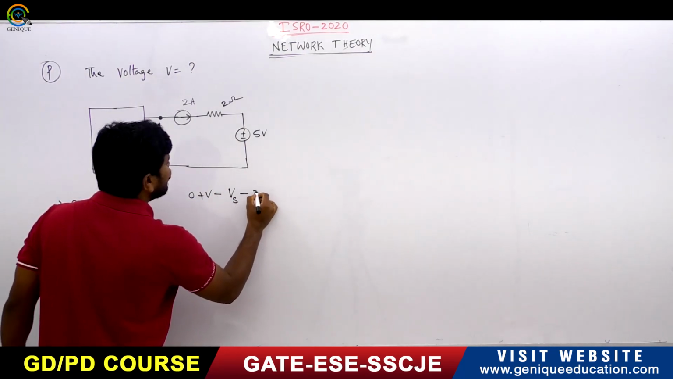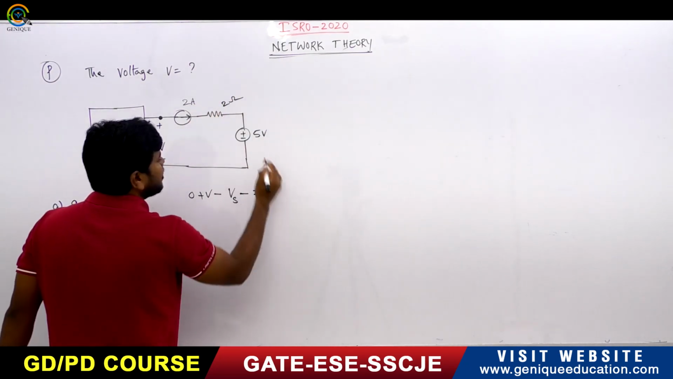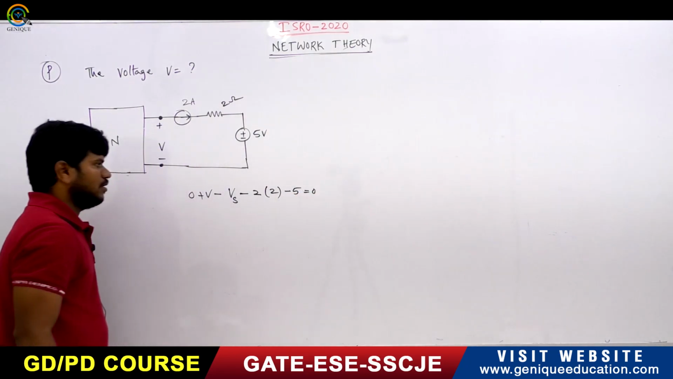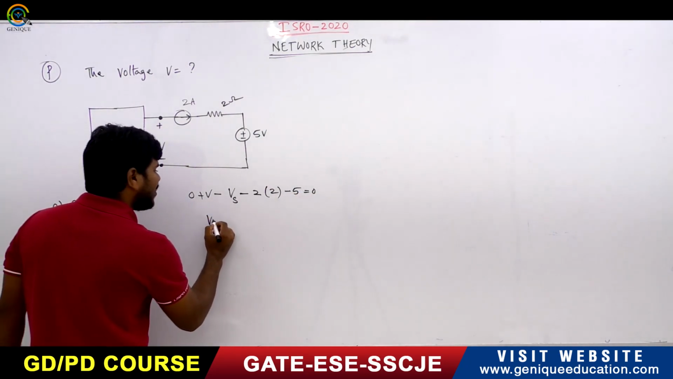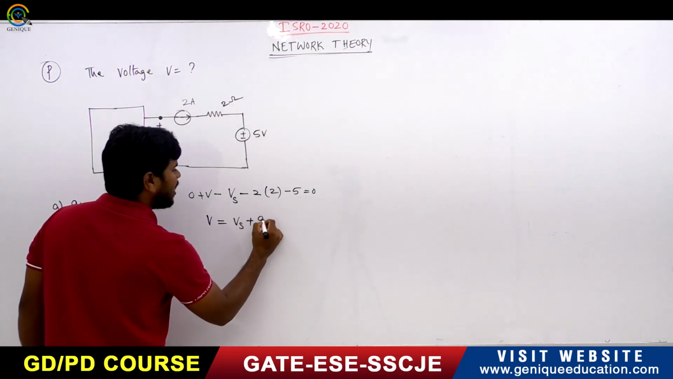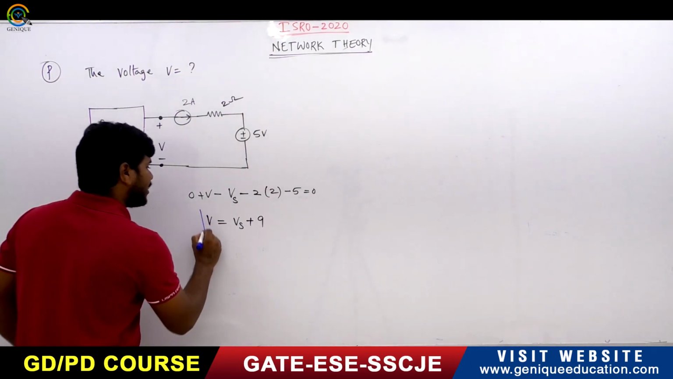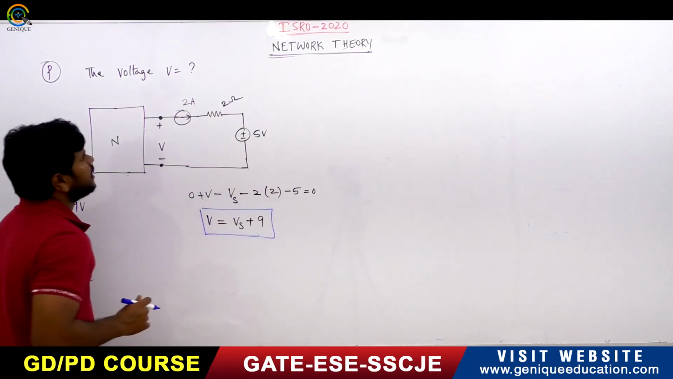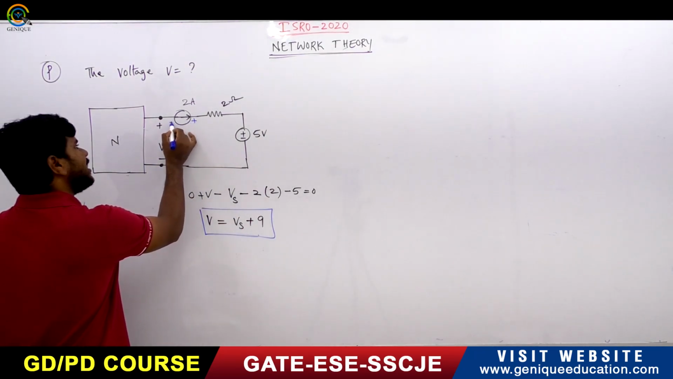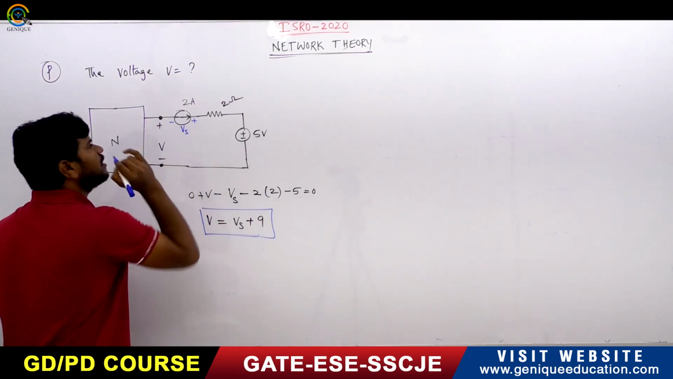Minus 2 into 2 amperes into 2, minus 5 is equal to 0. Right? So what is V? V is equal to Vs plus 9. So this is the actual voltage of this. V is equal to Vs plus 9. Okay, V is equal to, let us suppose, Vs plus 9.